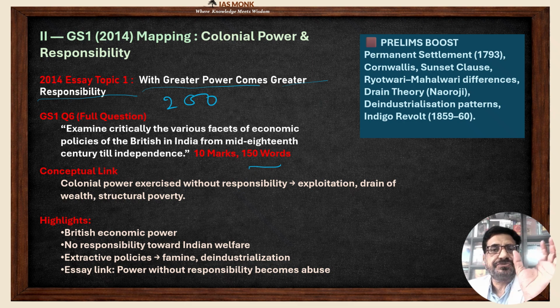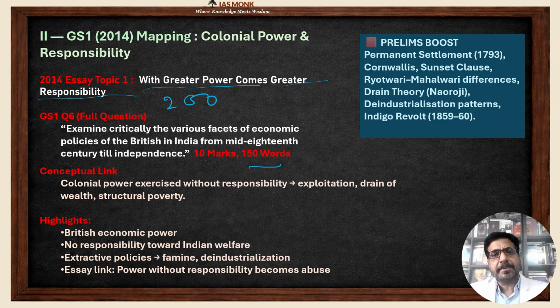So this GS1 question shows how British economic power was exercised without any responsibility toward Indian society. Their policies caused deindustrialization, famines and structural poverty. So this directly illustrates the essay's core idea, that is, when power is unchecked by responsibility, it becomes exploitation.